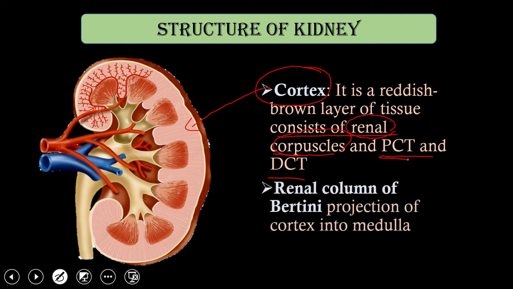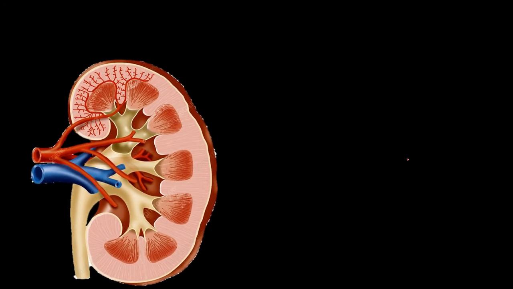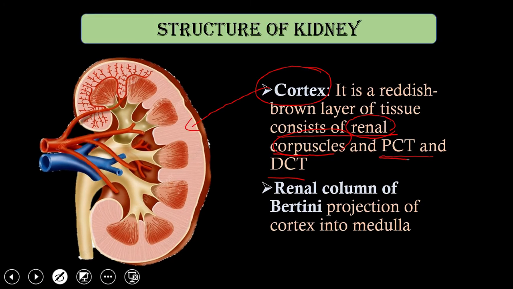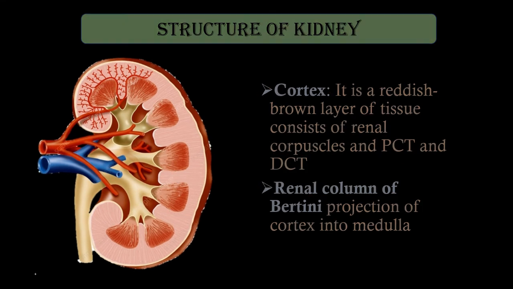Move to the renal columns of Bertin. The renal column of Bertin is the projection of the cortex into the medulla. This part is called a renal column, or also the column of Bertin. These are the projections present between two medullary pyramids, the extended part of the cortex between the inner layers of the kidney.